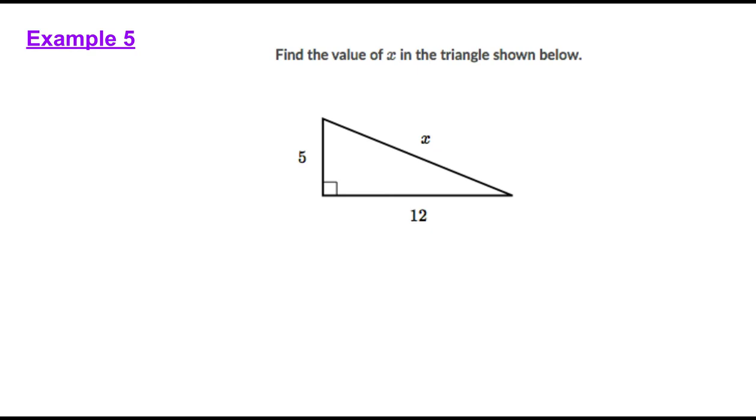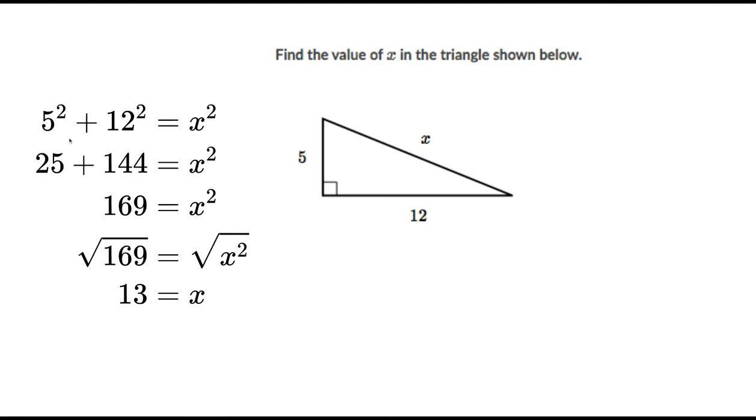Go ahead and pause the video to copy the diagram and try this problem. So 5 squared plus 12 squared would be 25 plus 144, or 169. We take the square root of both sides. Square root of x squared is x. Square root of 169 is 13.